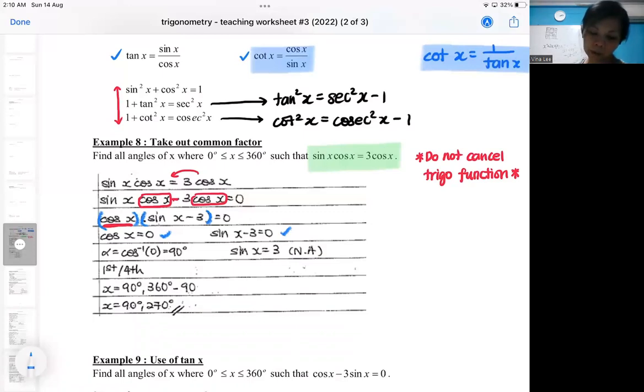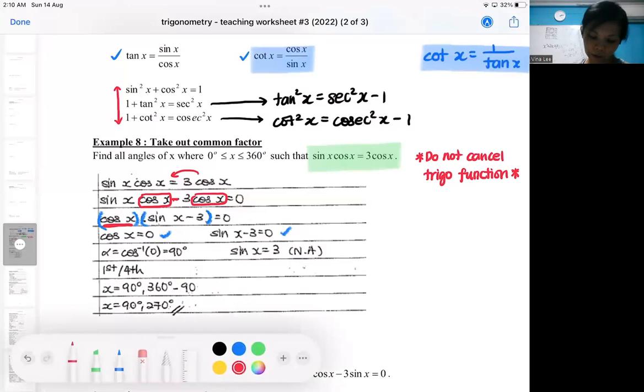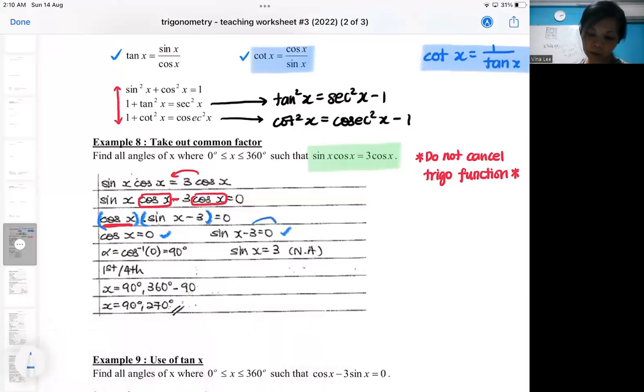So for example, sine x minus 3 equals 0. If I shift the 3 over, this is what I will get. But why do I put an NA here? Because if you try to do a basic angle, you realize that your calculator will give you a math error. That means you couldn't get a basic angle, so nothing can go on. You couldn't go on with the 4 steps anymore.